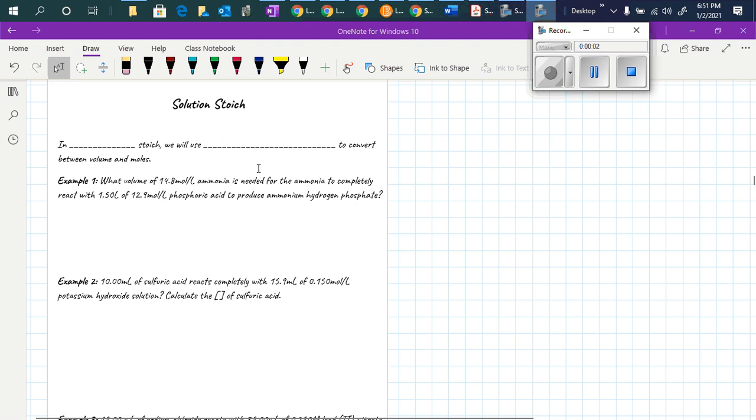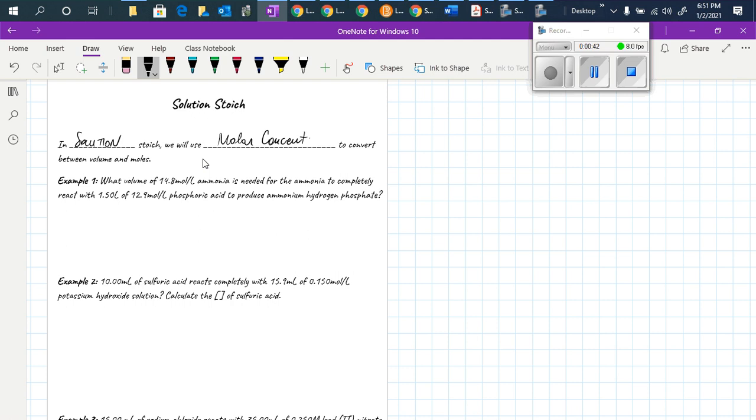So let's move now to the solution Stoich. Keep in mind that this is the third part of lesson 2, and it is a bit long, but it's everything that you need to know pretty much in terms of Stoich calculations. In solution Stoich, what we will need to use is the molar concentration. So molar concentration, let's review that.